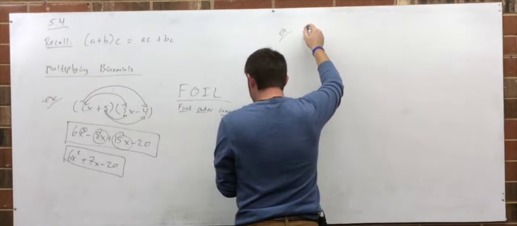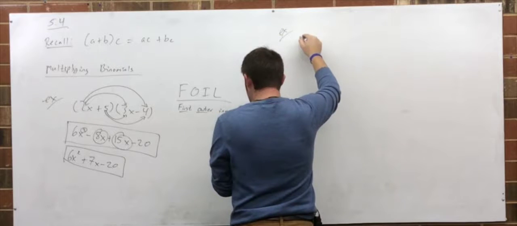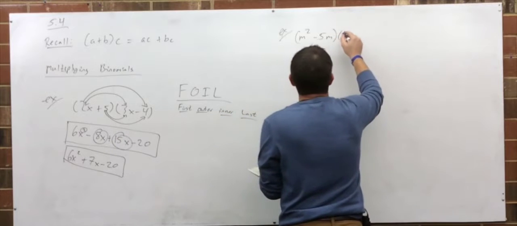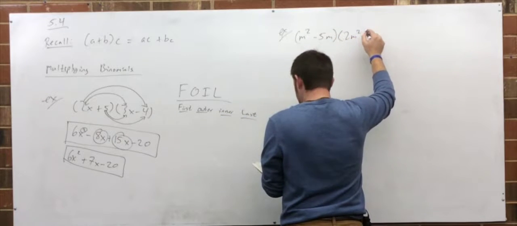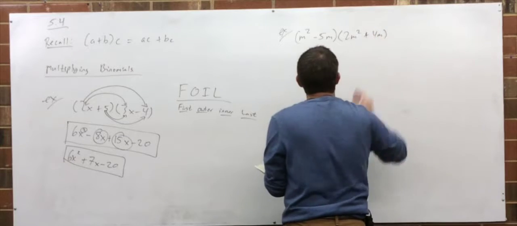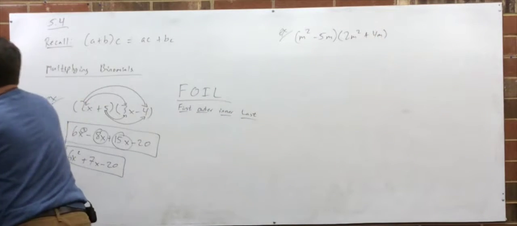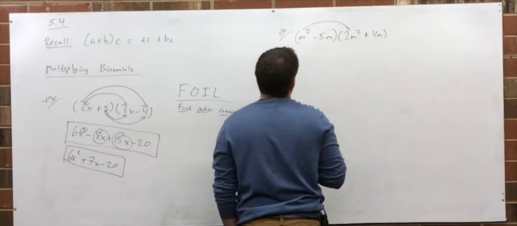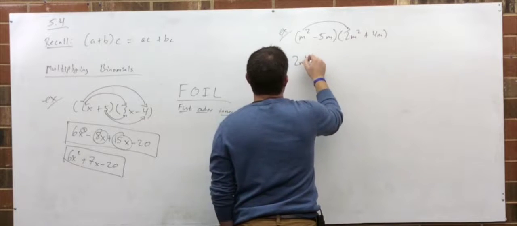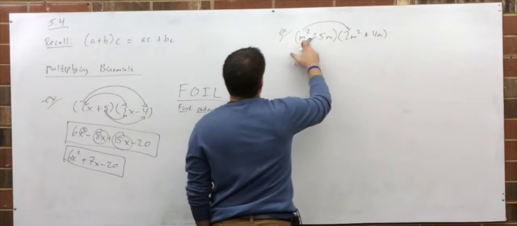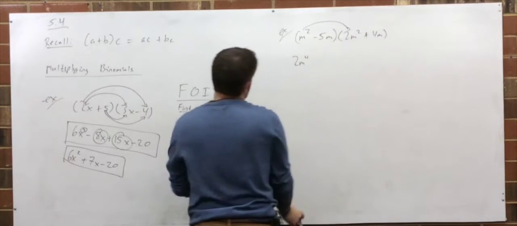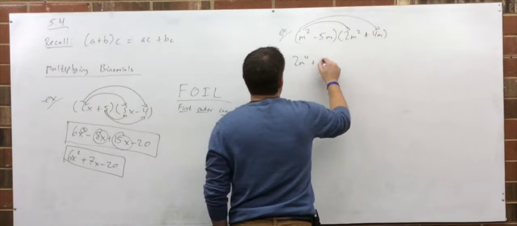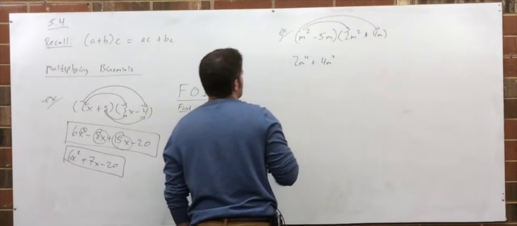Let's look at m squared minus 5m plus 2, or times 2m squared plus 4m. So here we've got a higher degree of a variable. The FOIL method is going to stay the same though. The first, 2m squared times the m squared gives me 2m to the fourth. Remember that same bases means you add your exponents. The outer, m squared times 4m, is going to be 4m cubed.